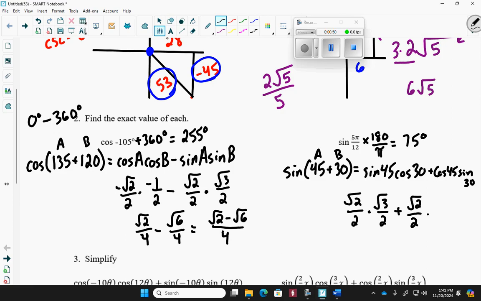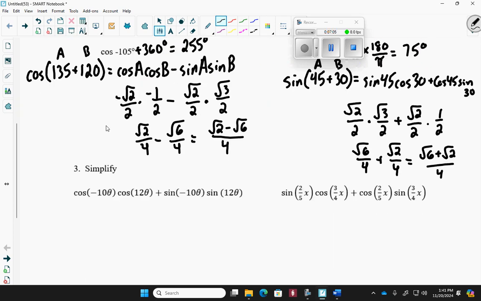Again, pulling all these numbers from the unit circle, radical 6 over 4 plus radical 2 over 4. So my final answer would have been radical 6 plus radical 2 over 4. There we go. All right, question number 3.